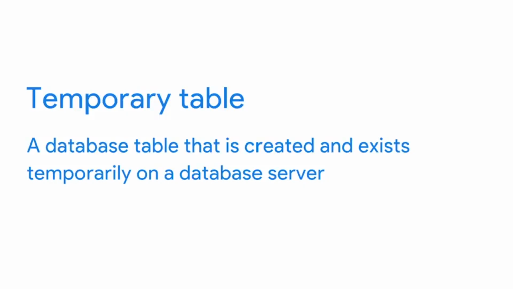A temporary table is a database table that is created and exists temporarily on a database server. Temp tables, as we call them, store subsets of data from standard data tables for a certain period of time. Then, they're automatically deleted when you end your SQL database session. Since temp tables aren't stored permanently, they're useful when you only need a table for a short time to complete analysis tasks like calculations. For example, you might have a lot of tables you're performing calculations on at the same time.